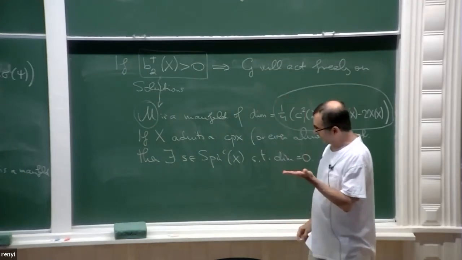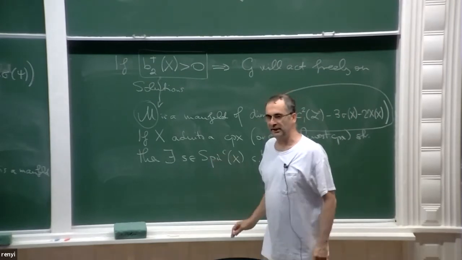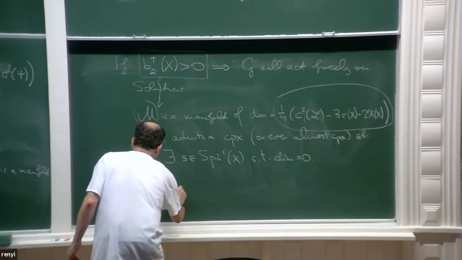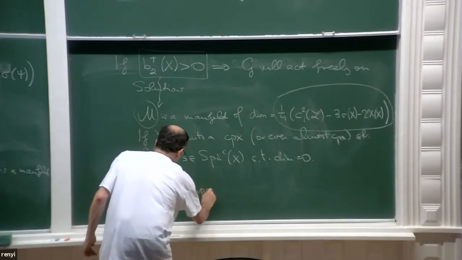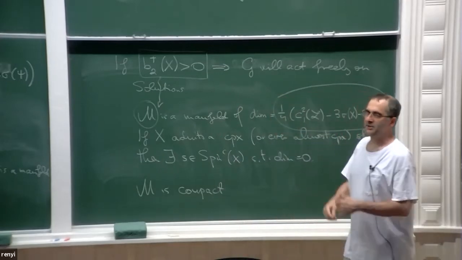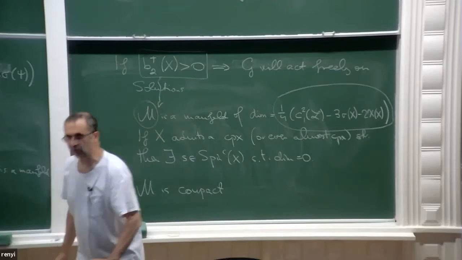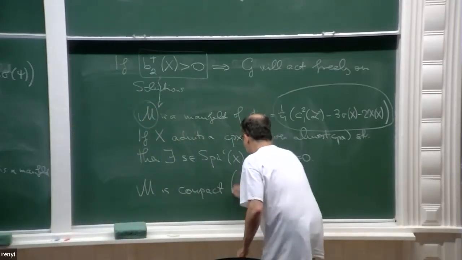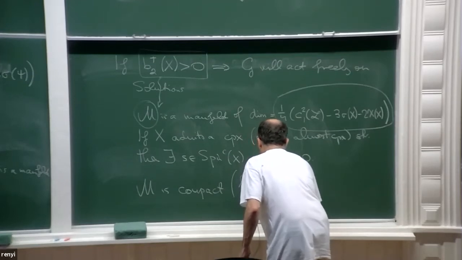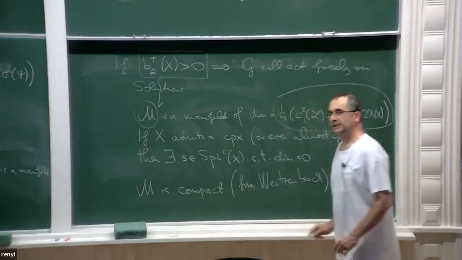The second line was whether it is compact or not. The good news is we don't have to do anything. It will be always compact. M is compact. And I will not go into the argument at all. This relies on a formula in differential geometry, which is called the Weitzenböck formula, and I'm not planning to argue for that.